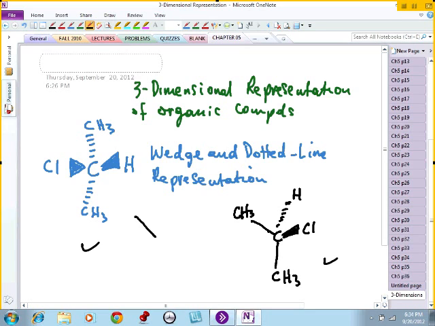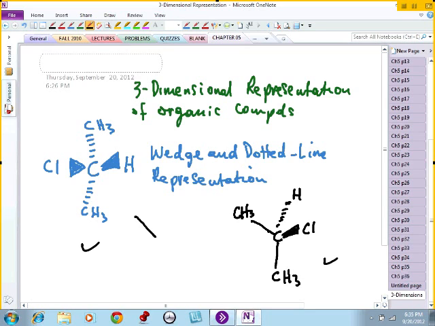Look at what we have here. What you are doing is representing what you see. This is the plane right here. This is coming at you. This is hydrogen going away from you. And this methyl group is on the plane.